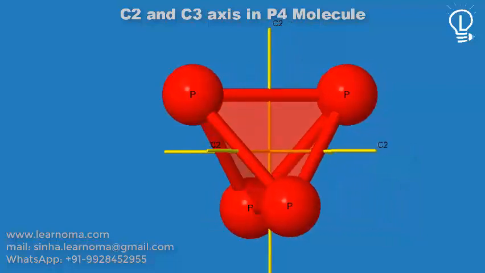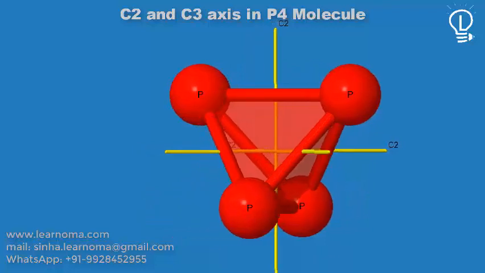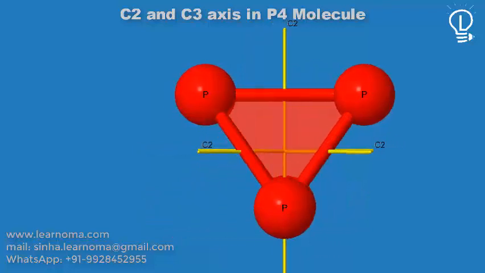Therefore, the question which was given in quiz number 5 has the overall answer 7: 3 C2 and 4 C3.